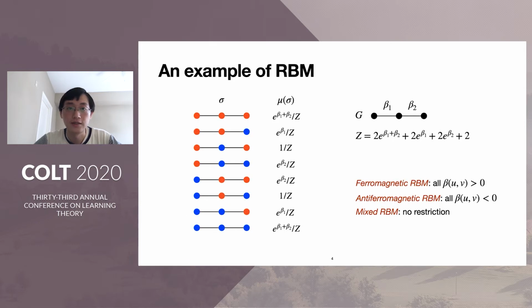So here is a specific example of an RBM on a path of length 2 and 3 vertices. And you can see from the definition that when the beta of an edge is positive, then the two neighboring vertices are more likely to receive the same spin. And if it is negative, then they are more likely to receive opposite spins. In particular, if all beta is positive, then the model is said to be ferromagnetic. And if all beta is negative, then it is said to be anti-ferromagnetic. And if there's no restriction, then we will call it mixed RBM.